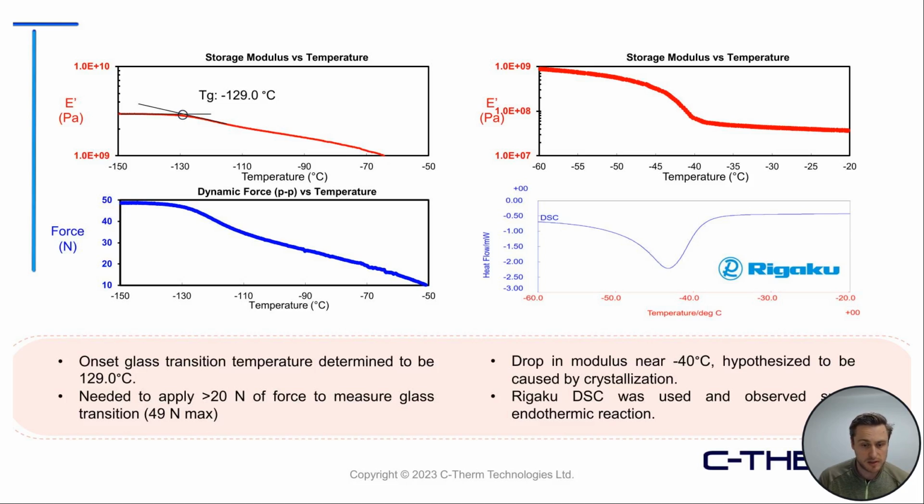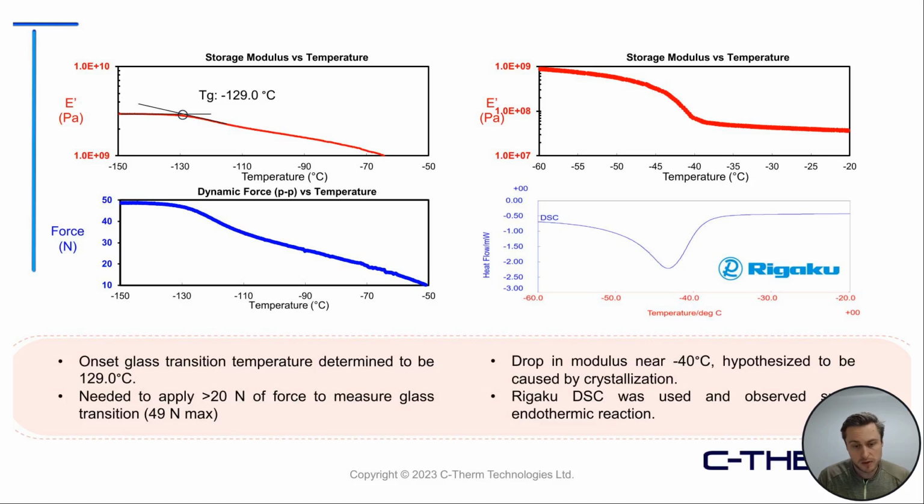Typically, we think of a glass transition test as a very analytical test where you can run it on any DMA. But when you're in that brittle region, it takes a lot of force to deform that material, even with a very small amount of strain of 0.02%. So for this test, plotting the required force versus temperature, we saw that we needed a maximum of 49 newtons to clearly measure the transition between the glass state to the rubbery state.